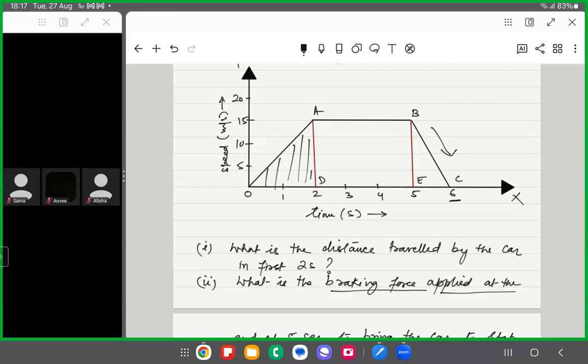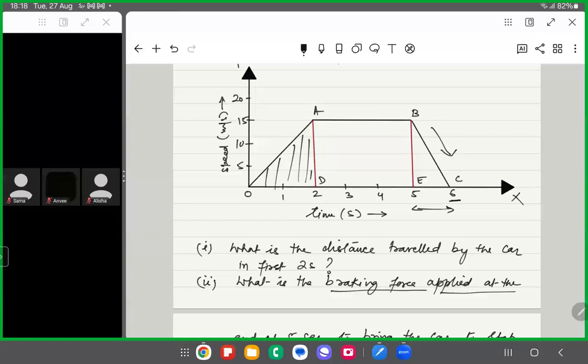Brake is applied, right? So you have to find that braking force which is applied at the end of 5 seconds. Means at point B, how much braking force is applied, so that it brings the car to stop within 1 second. Like 5 to 6 seconds, right? In this 1 second, it stops, right? Have you understood the question?